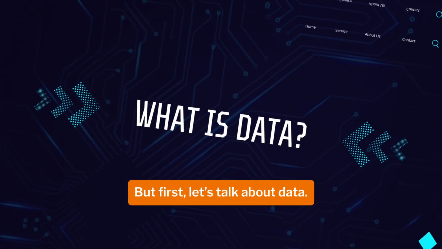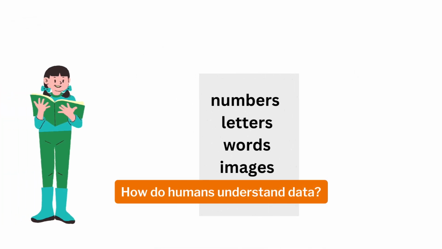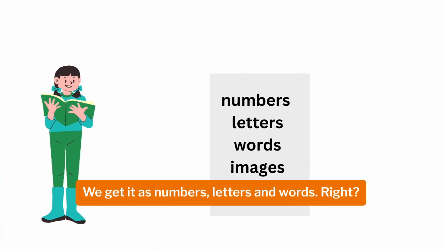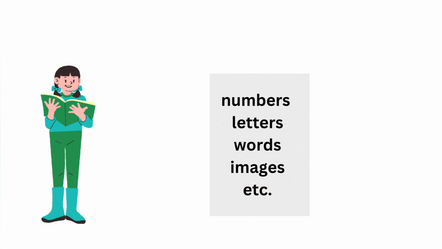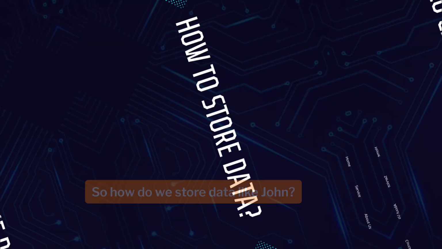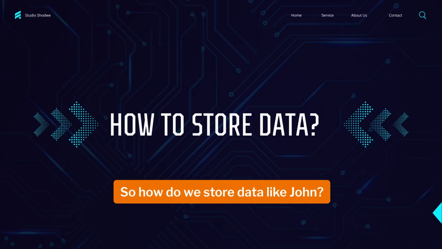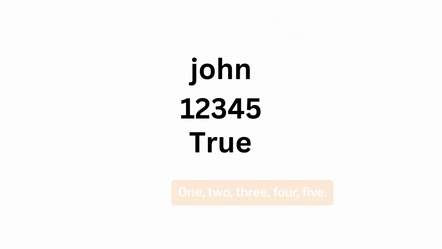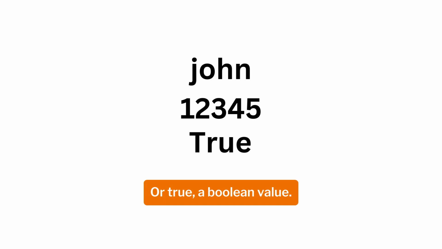But first, let's talk about data. How do humans understand data? We get it as numbers, letters, and words, right? But machines? They only understand binary, zeros and ones, like 0101010101. So, how do we store data like John, 1, 2, 3, 4, 5, or true, a Boolean value?